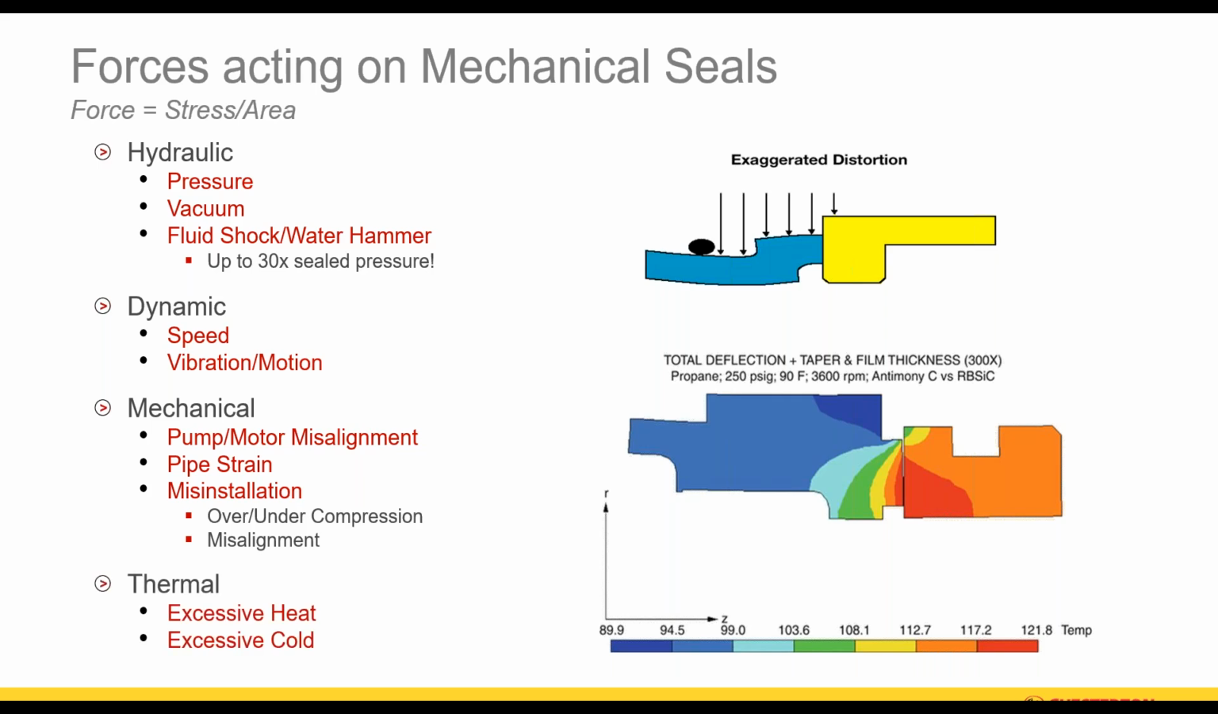And then finally, thermal. Again, excessive heat, excessive cold. If you're dealing with cryogenic fluids, they can be very cold, and the same impacts of stressing can occur. So that's what's going on with these seal faces, and that's what has to be taken into account. And that's how designers look at these things to try to make sure we maintain that very small parallel gap between the faces in the primary sealing interface.